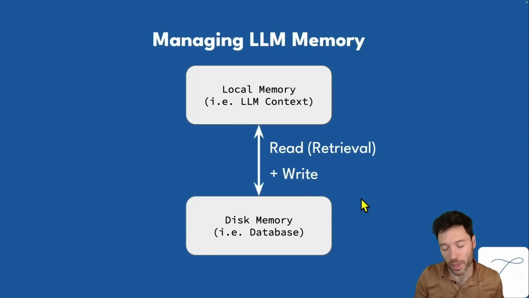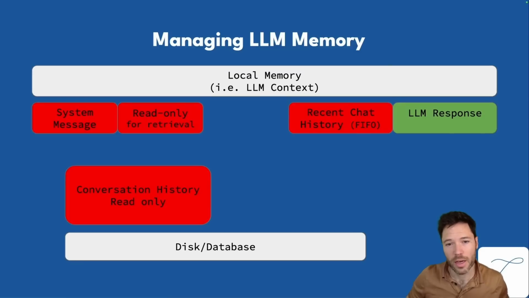By means of a brief recap on the previous video, the whole idea here is to set up local memory for the LLM, which consists of its context or words that it sees. And second of all, have disk memory, which is really a database where we can store contents that are not within the context, but are available to be retrieved. And then we set up processes that allow the LLM to write to this disk memory and then read back from that memory. Now, this is exactly how we split up the context in the previous video.